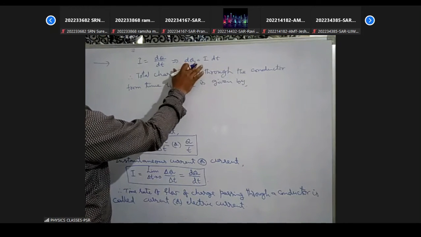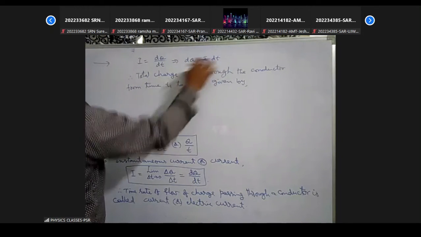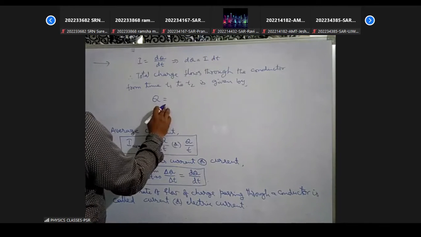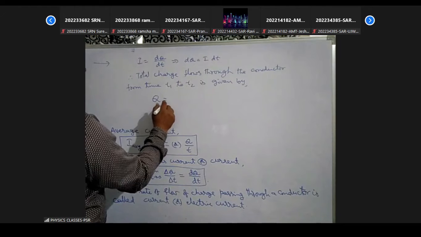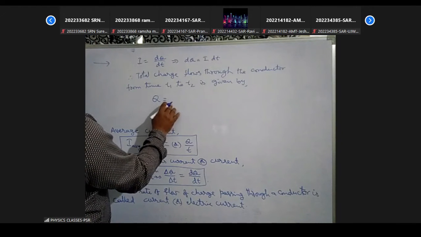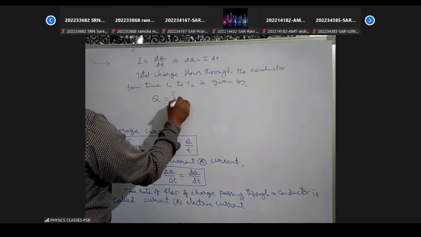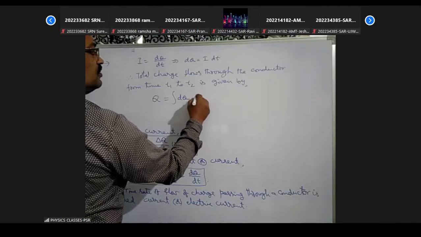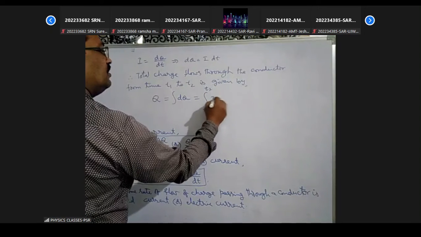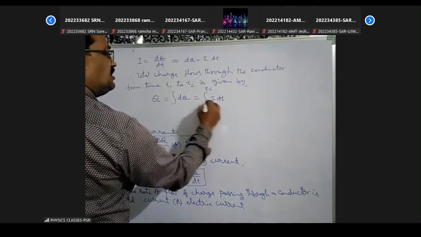This is a small charge flowing in time dt. Now what is the total charge? How can you get it from this? Integration, sir. Integration, correct. Integral of dq, which is equal to the integral from t1 to t2 of I dt. This is an important relation.